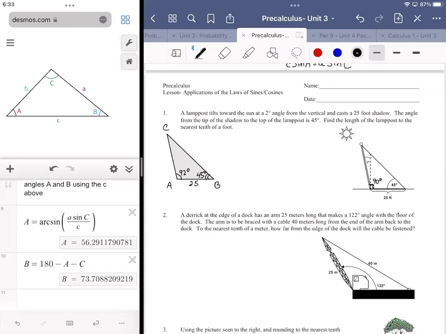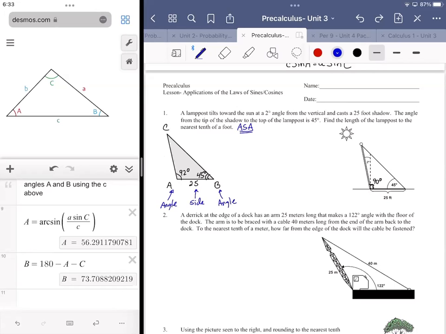So they gave us an angle, a side, and an angle, an ASA situation. Now they are asking for the length of the lamppost. It's leaning, but they're asking for that length, and that would be this side here. But if we solve the triangle, then we'll get what we need anyway.